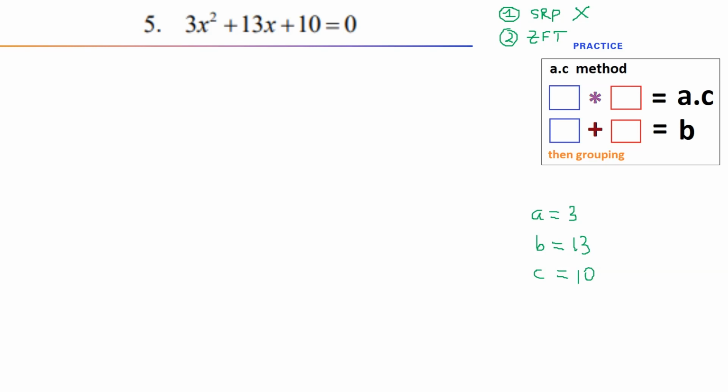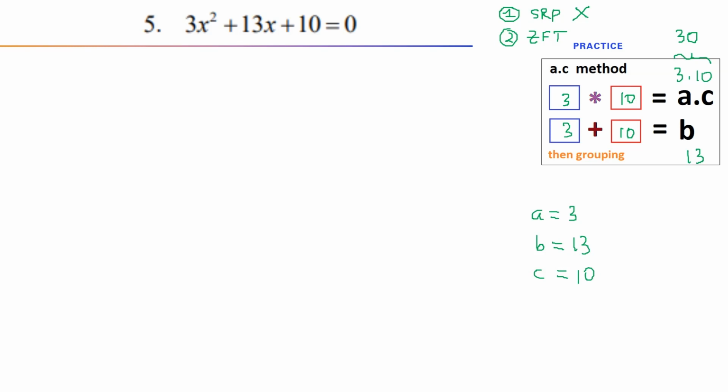A times C, 3 times 10, 30. B is 13. It's easy, right? It's just right here, 3 and 10. So 3 and 10. 3 times 10, 30. 3 plus 10, 13.